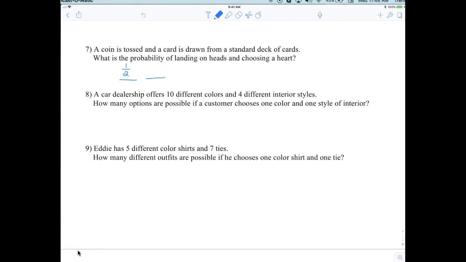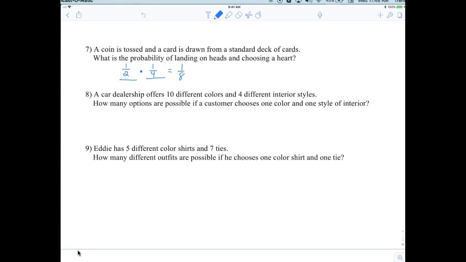And what is the probability of choosing a heart? 1/4. Does everybody agree with that? Because there are 4 suits: hearts, spades, clubs, diamonds. So there are 1/4. And what's the fundamental counting principle again? Multiplying. You with me? So your final answer here would be what? 1/8. 1/8 of the time, you're going to get a head and a heart. Everybody do that?